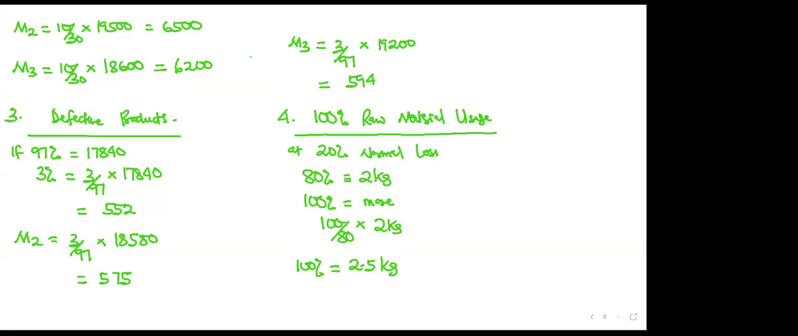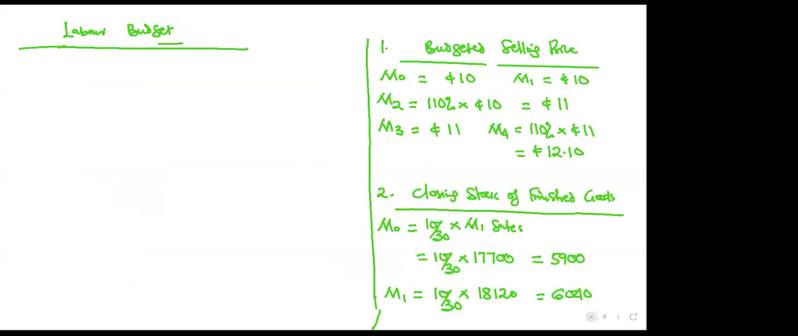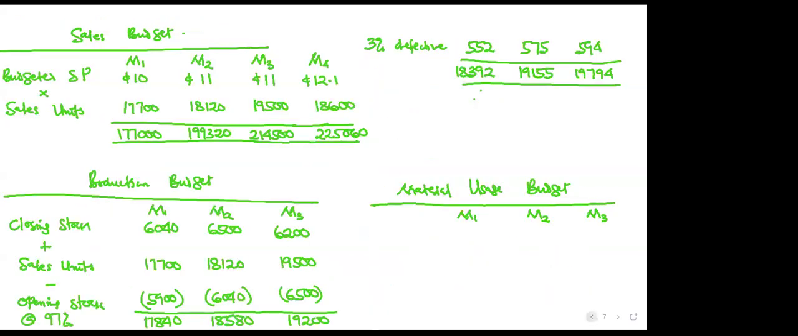Okay, so 2.5 kg. It means that in our calculation, instead of using 2 kg, we'll rather use 2.5 kg, so the mix will be 2.5 kg. Is that clear? Instead of 2 kg, we'll use the 2.5 kg, which is the 100%. Then we multiply this by the production units.